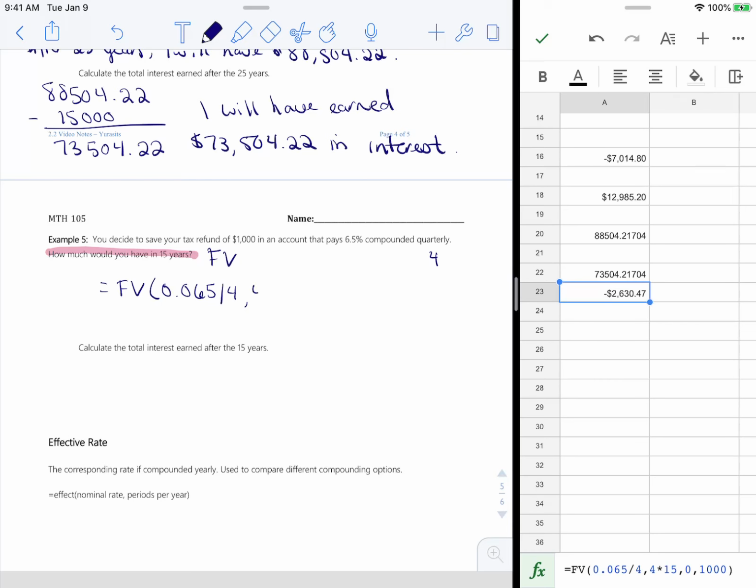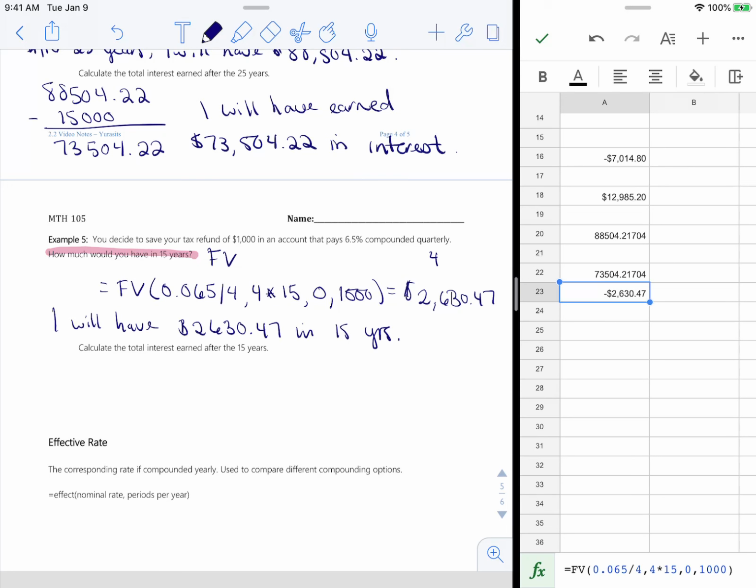So let's go ahead and write down our formula. Divide by 4. 4 times the 15. 0. We talked about that earlier because you only put in 1,000 once. I'm going to check all my work down here. It looks good. And remember, it gives out a negative because of accounting and just how it's programmed. So we could have put in a negative 1,000 to offset that if you don't like getting a negative. So I will have $2,630.47 in 15 years.